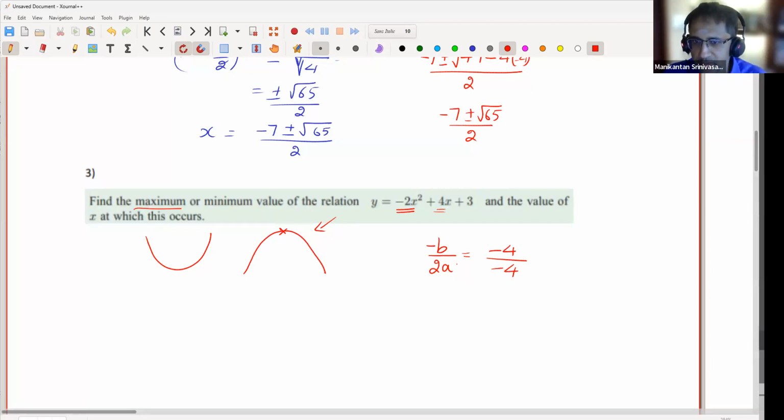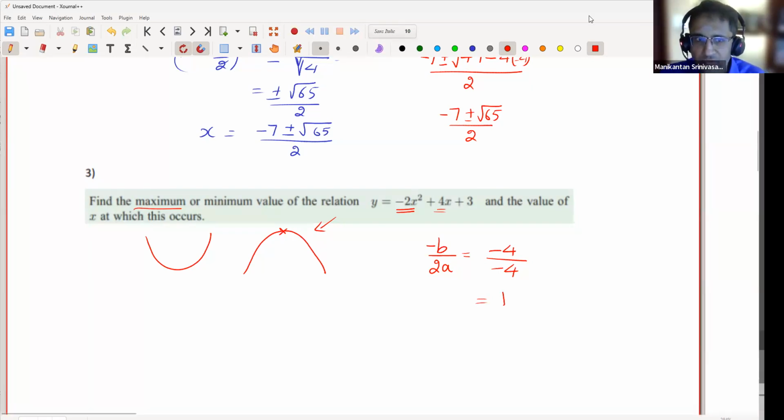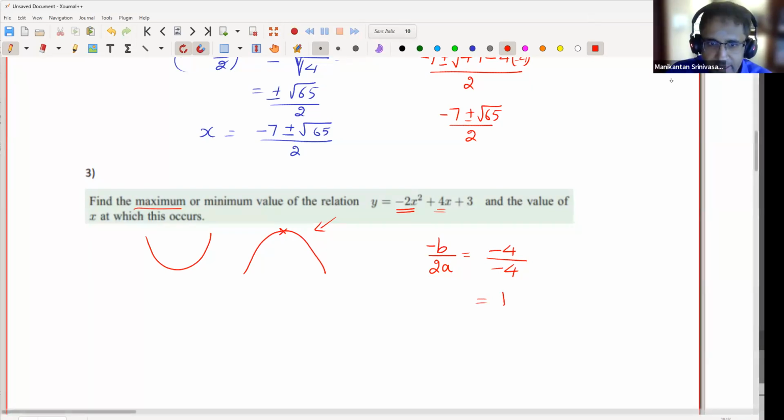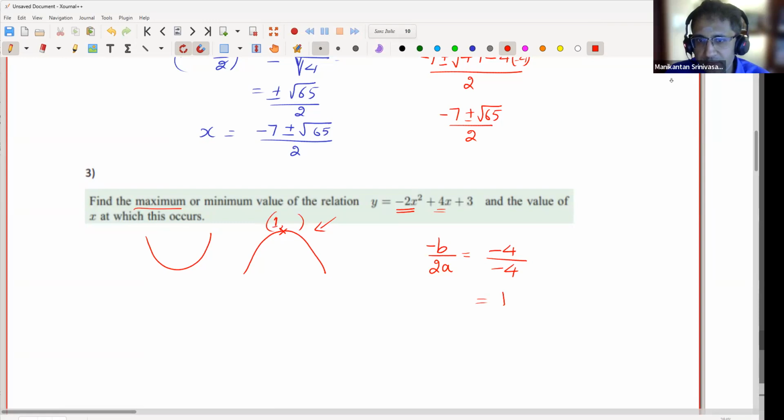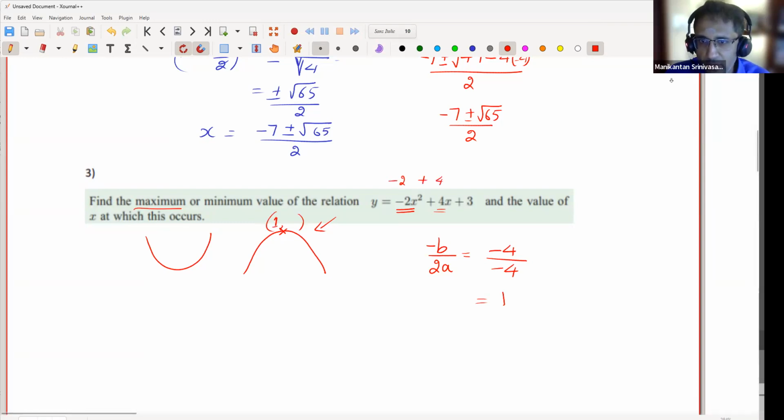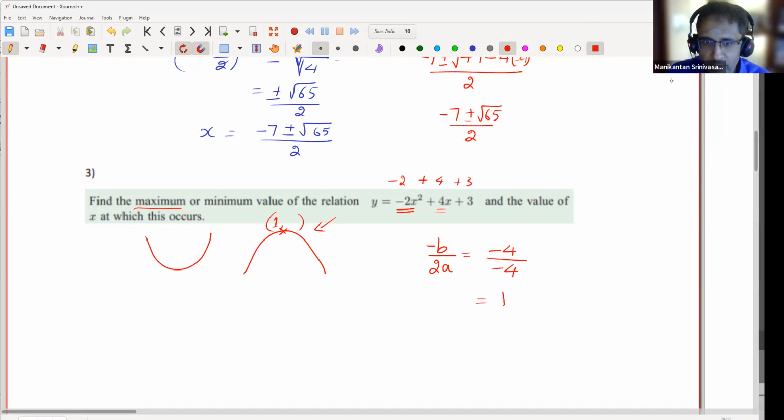So minus b by 2a would be minus 4 by 2 times minus 2, which is 1. So the value of x at which this occurs is already answered. So this is 1. He didn't ask anything further. But if they ask you what is the y value, then it's just a question of substituting 1 here. So it's minus 2 times 1 square plus 4 times 1 plus 3. So it'll become 5. Now, does this make sense completely?